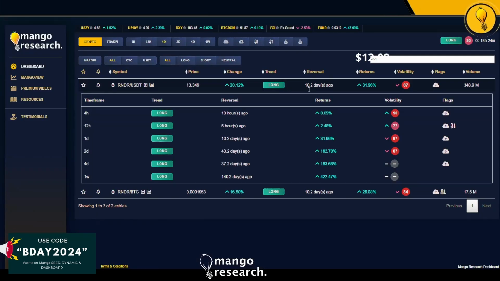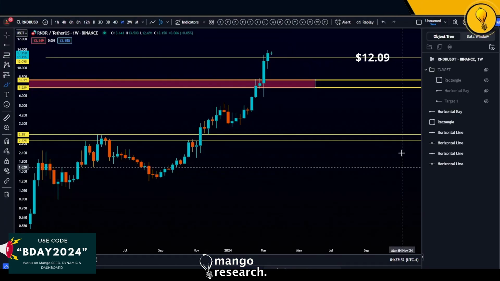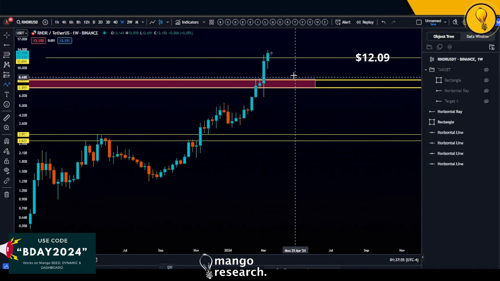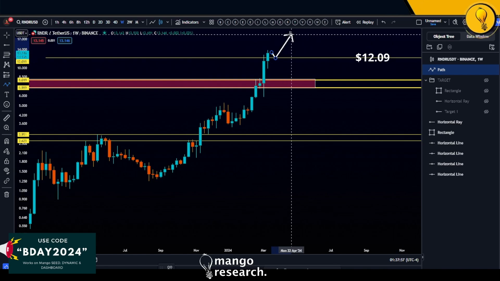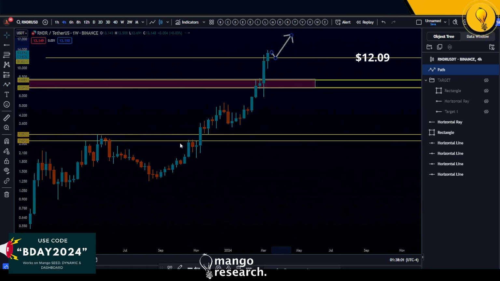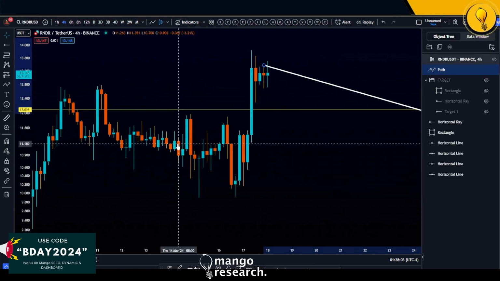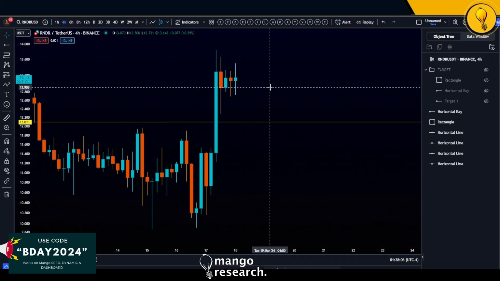Right now, the dashboard is telling us that you can look for a pullback opportunity just based on those frothy volatility profiles. So I won't be surprised if we get a pullback into $12 before we see that next continuation rally. Let's get into some of the lower time frames to see if there's anything alluding to a pullback for now.